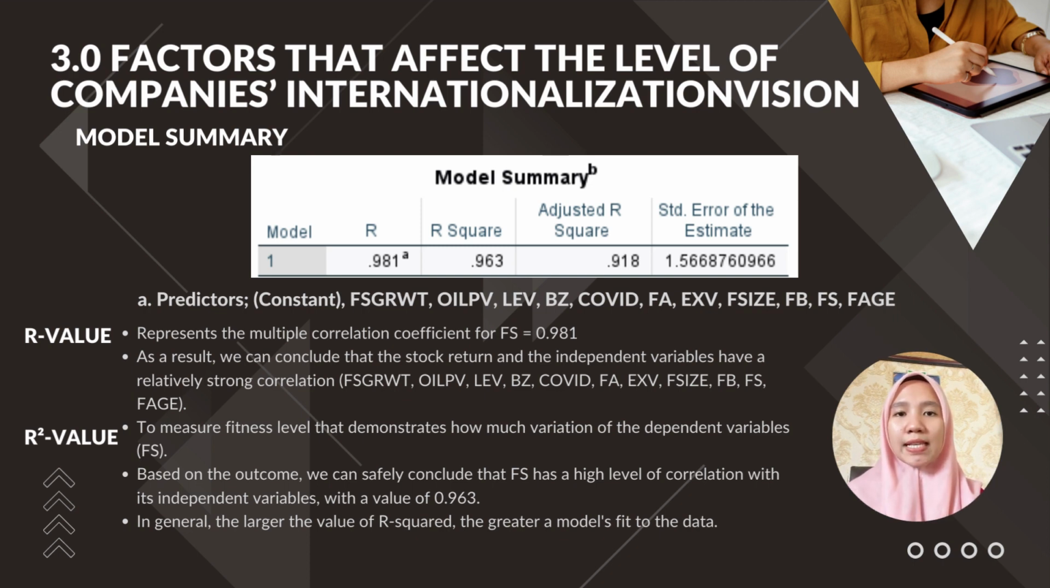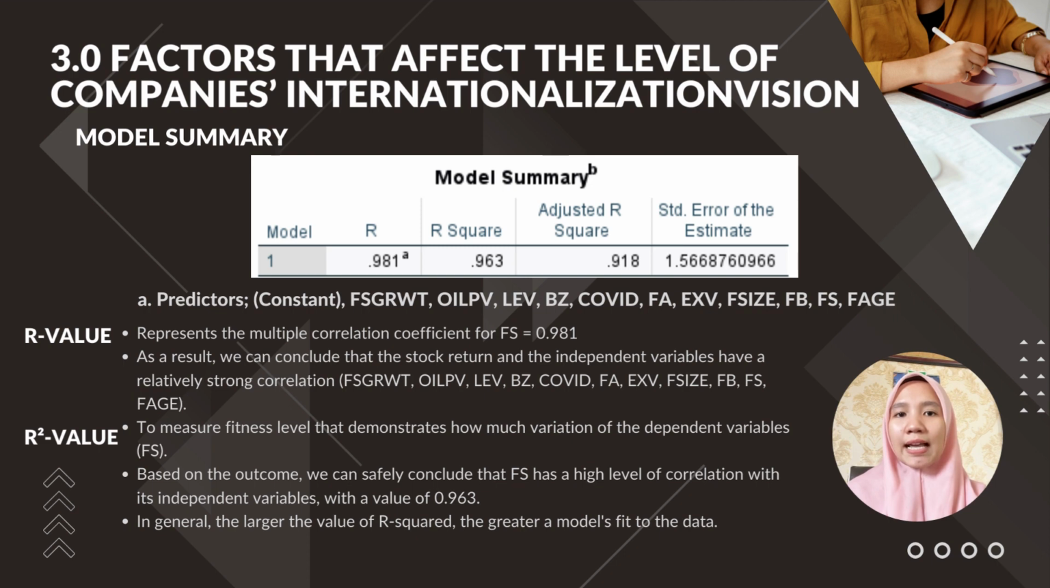The R value represents the multiple correlation coefficient for Fs, which is 0.981. As a result, we can conclude that the stock return and the independent variables have a relatively strong correlation. The R square value measures the fitness level and demonstrates how much variation there is in the dependent variable. Based on the outcome, we can safely conclude that F has a high level of correlation with its independent variables, with a value of 0.963.